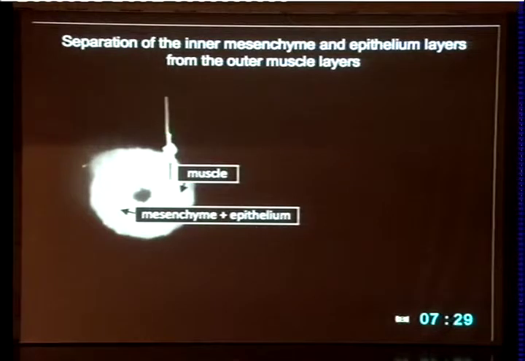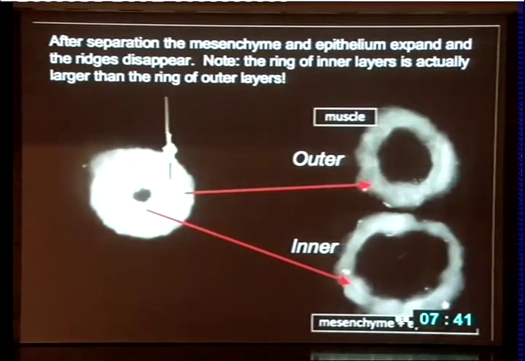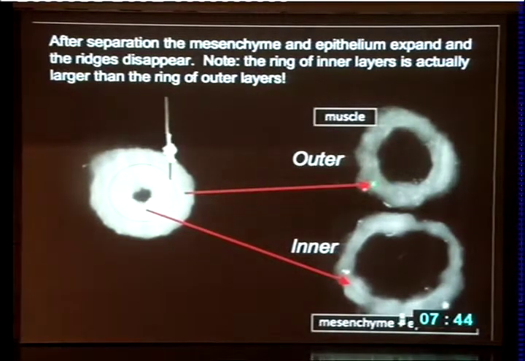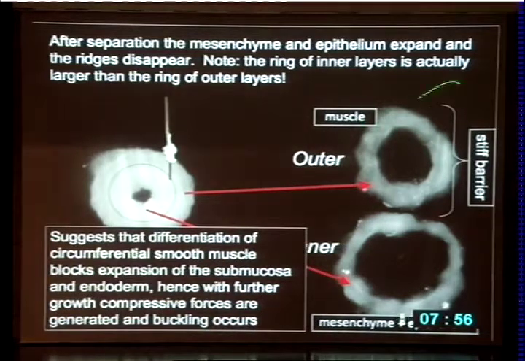So with your hair-based knife, you can separate the muscle layer, which is on the outside, from the inner layer, now of both the epithelium and the non-muscle mesenchyme. And if you do that, immediately things open up. Immediately, the outer layer stays the same size, but the inner layer unfolds. So all of this was in here. You lose any sorts of ridges, and instead you get two circles. So that suggests a model where the muscle, when it differentiates, forms a stiff barrier, so that as these tissues continue to proliferate, they're forced to buckle inward.